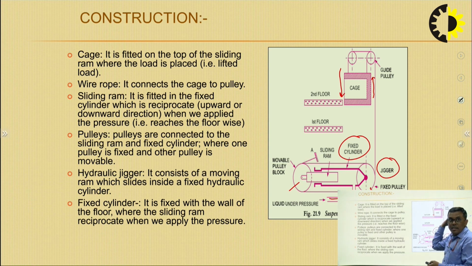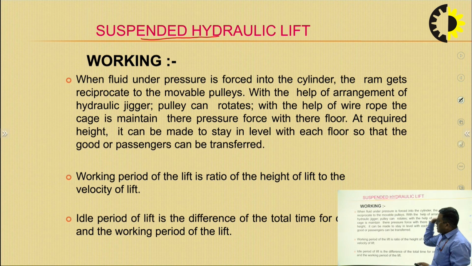Why is it named as suspended lift? Because this cage is suspended with the help of rope and pulley arrangement. So that is the difference. The fluid is not directly acting on the cage. It is acting on the reciprocating ram, which is reciprocating in the fixed cylinder. So that is the difference between these two.